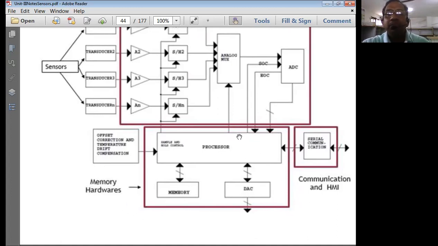So after processing, the processor is going to give the results. Then it has to be reconverted from digital to analog by using digital to analog converters, right? So if the system has to give the signal to the user, a human being, then it has to convert the digital signal into analog signals.